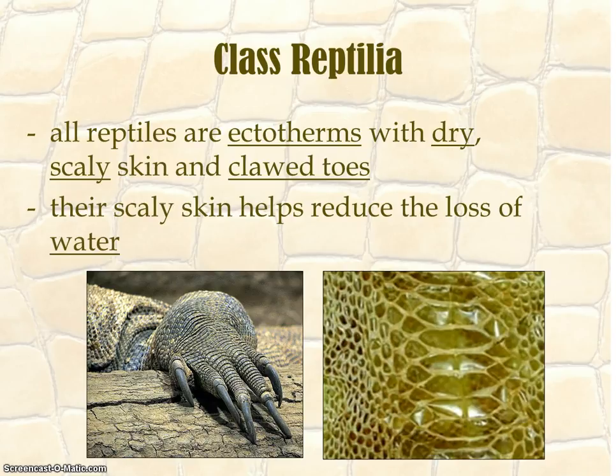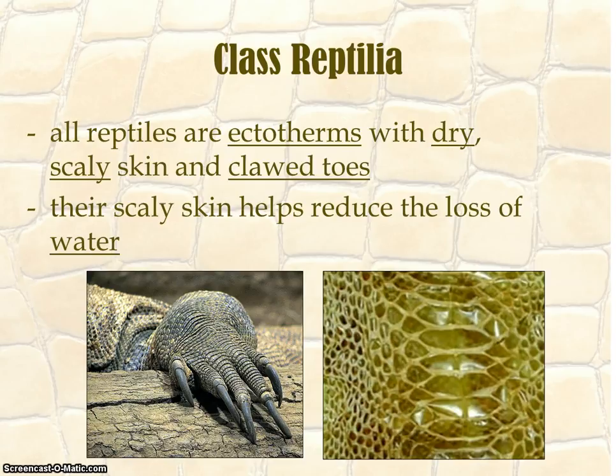So our class Reptilia, they are ectothermic. Once again, we've heard that before. That means they cannot regulate their own internal body temperature. They use the temperature of their environment to regulate their temperatures. So they depend on warmer conditions to maintain a warmer body temperature. They have dry, scaly skin, an adaptation for their environments, and they have clawed toes.